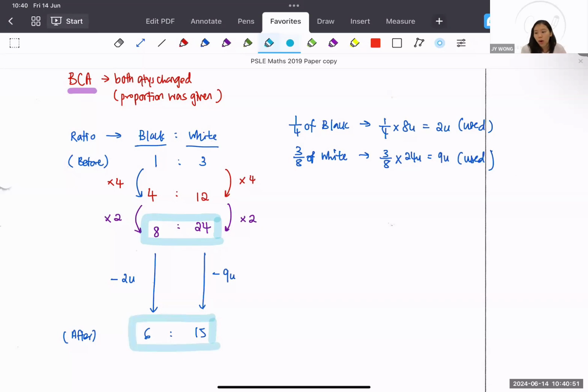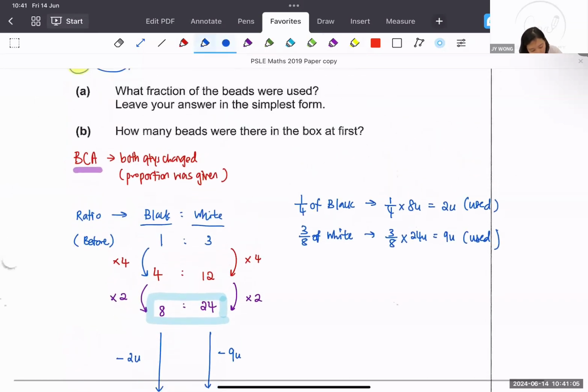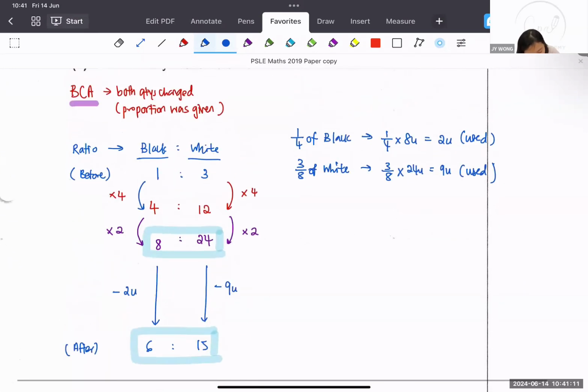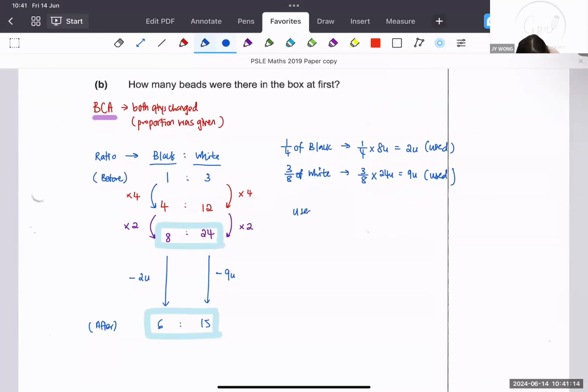Later on, I will just show you at the side, if I were to work using the original ratio, I will just end up with decimals, which is also fine. Okay, so now we go on to see how many beads were left. Before that, they ask, what fraction of the beads were used? To find used, you have to put used out of the total. What's the number that was used? 9 plus 2 units. Total will be 8 plus 24. So in the end, you will get 11 out of 32. That's for part A. Part B, how many beads were in the box at first?